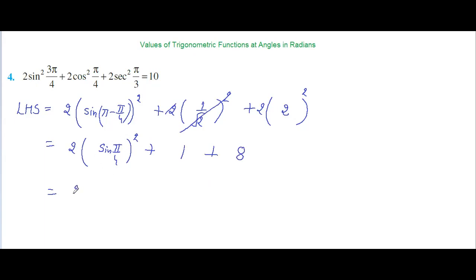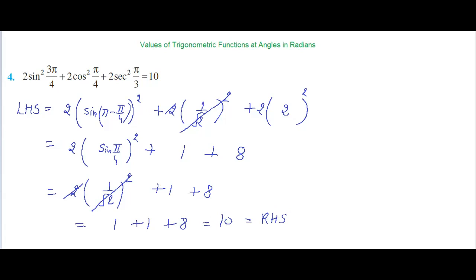Sine pi by 4 again. It is 1 by root 2, whose square is 2. Cancels. Only 1 is left. This is 1 plus 1 plus 8, 10, which is right hand side. So these were a few questions of this kind. I think this much is clear.